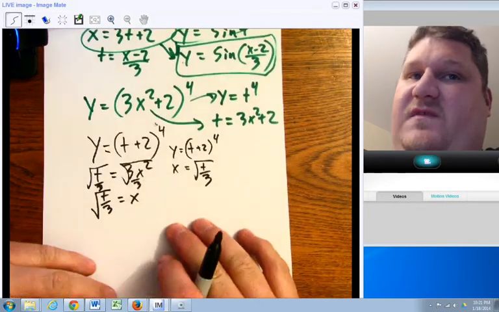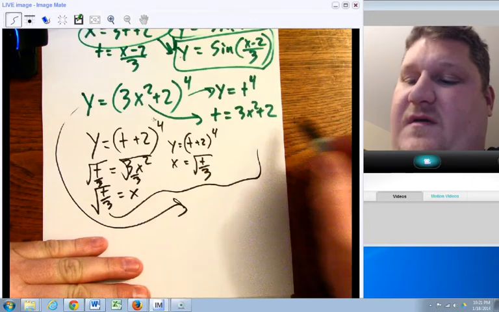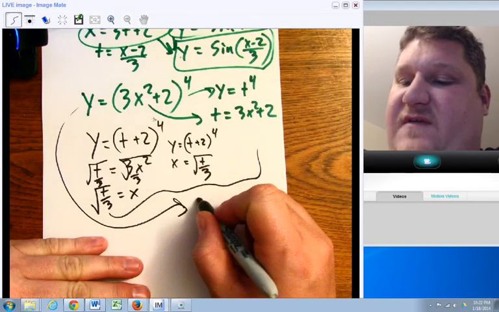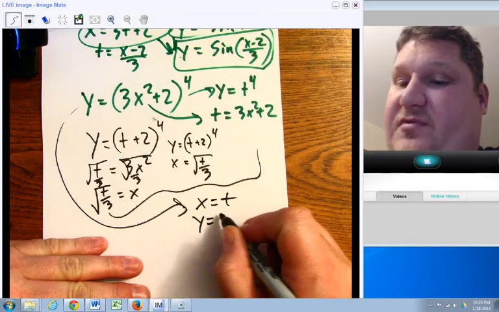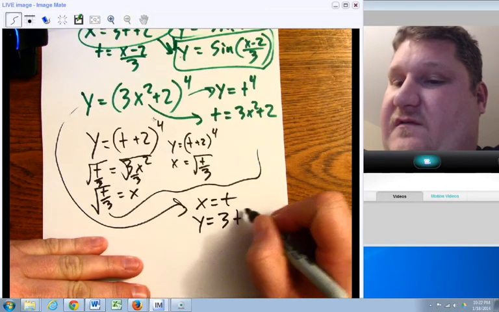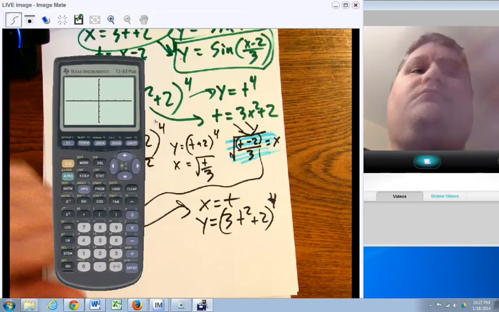The most basic and simple of all of these would simply be to say the following. If x equals t, then y equals 3t squared plus 2 to the fourth power.